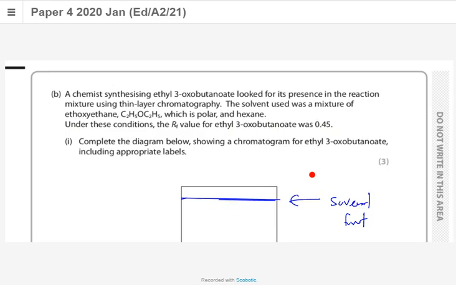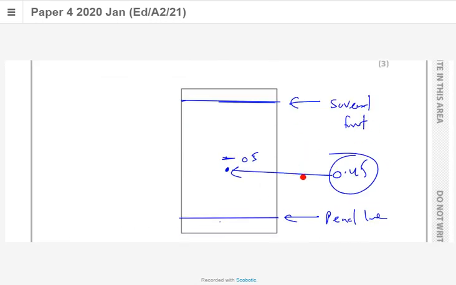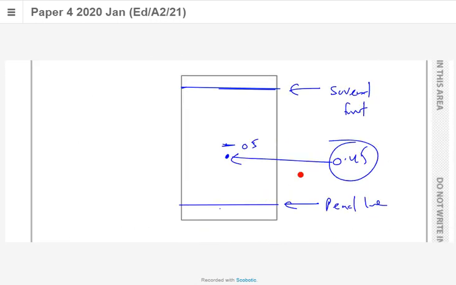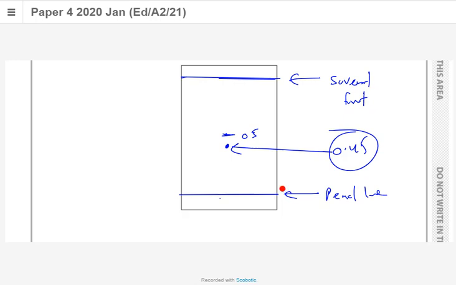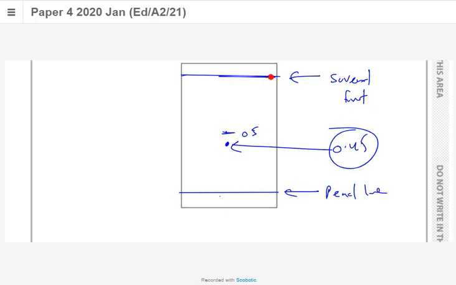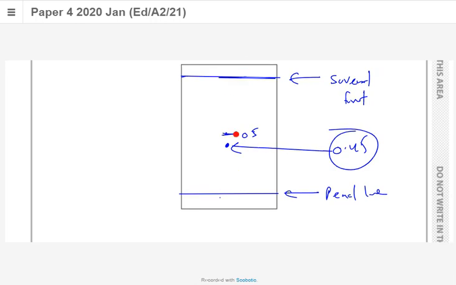Just quickly going through what we discussed because the recording was paused. As for the diagram of this compound, 0.45 is the Rf value. 0.45 means slightly less than half the distance. Half means from the pencil line to the solvent front. You should mark the pencil line and the solvent front. Slightly less than half. You can even measure the distance and take 45% of the distance.